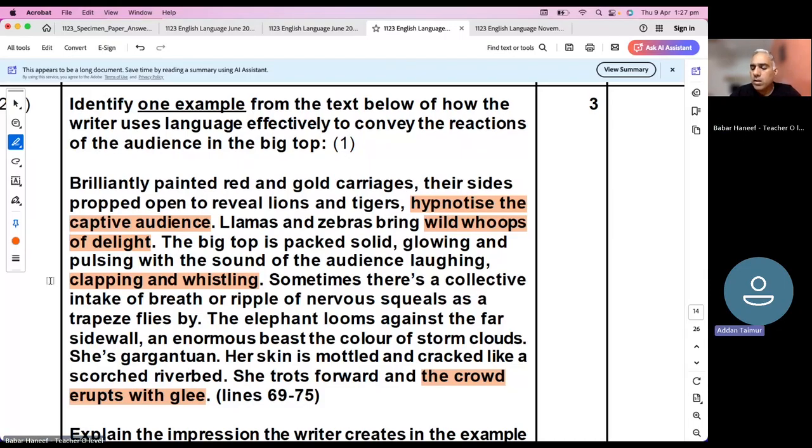So, completely fascinated or focused. Yes. And you're not thinking anywhere else. You're only thinking about what is happening there. And you can see the wild whoops of delight. Though the people sitting there are humans, when they see llamas and zebras, this brought extreme happiness among the audience.